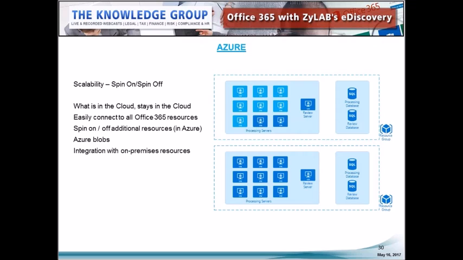So if you have a very, very strict deadline and you have a lot of data, you can easily spin on like 20 or 30 machines. The processing will go much faster. Once you're done, you can spin them off, you don't pay for them, or if you have an investigation and you no longer need this data for this investigation for a while.